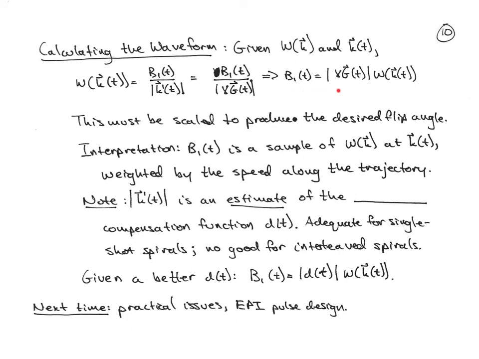Overall, we can also give an intuitive interpretation of this, which is that b1 of t is a sample of w of k, the weighting function, at the trajectory location k of t, weighted by the speed along the trajectory. We should also note here that k prime of t, or the gradient amplitude, is an estimate of the density compensation function, d of t. This is adequate for single-shot spirals, but it's no good for interleaf spirals where we come back around multiple times. So if you do happen to have access to a better estimate of the density compensation function for such applications as interleaf spiral excitations, then you would use that in place of the amplitude of the gradient in designing the RF pulse.